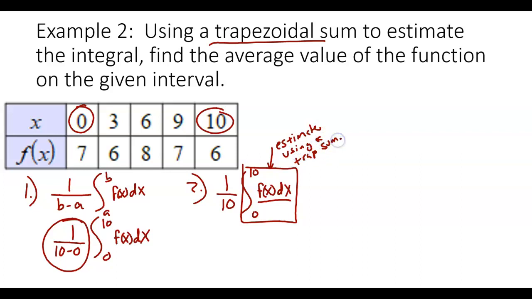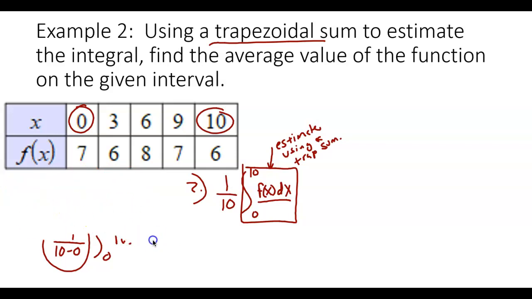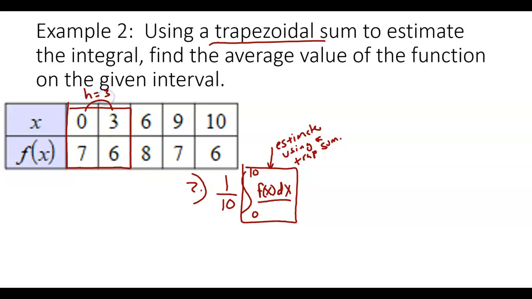We don't know what the actual area under the curve is, but we're going to get a good estimate by doing a trapezoidal sum. So if you don't remember how to do that, then follow along with me here. When you're doing a trapezoidal sum, you start with the first two data points. The distance from the first x value to the next x value gives you your height. So in this case, my height equals 3.